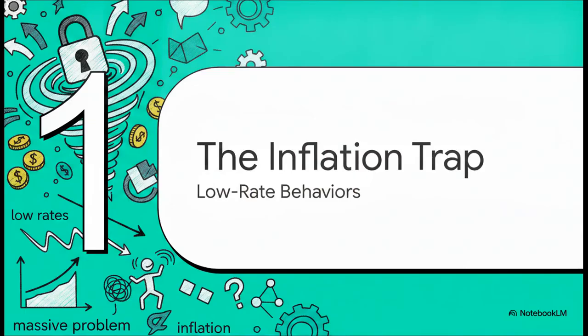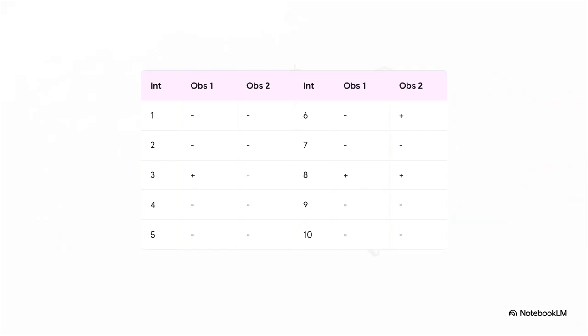Section 1. The inflation trap, low-rate behaviors. Let's unpack exactly how this trap works and why low-rate behaviors create such a massive problem for us. Imagine you're tracking a low-rate behavior, let's say severe self-injury that only happens maybe twice in a whole session. Take a look at this 10-block interval timeline. Do you notice all those double minuses? Those are empty intervals where neither observer 1 nor observer 2 saw a single thing.